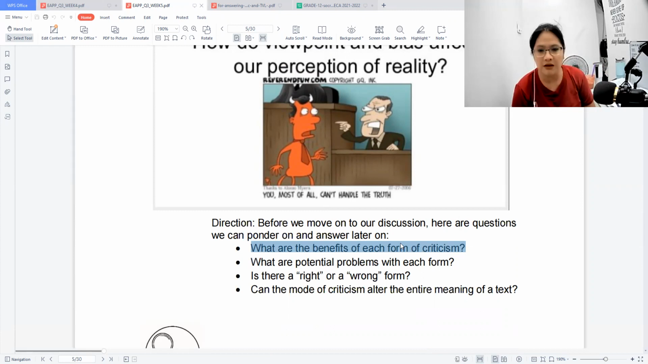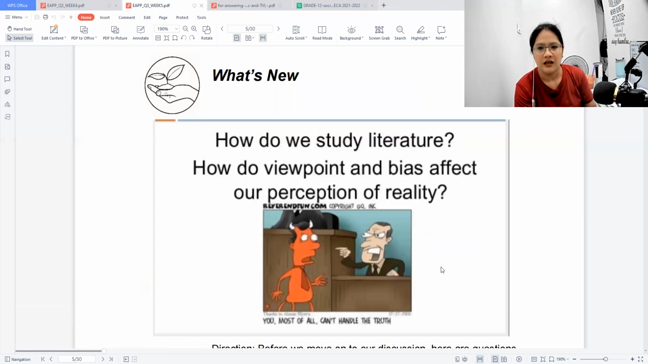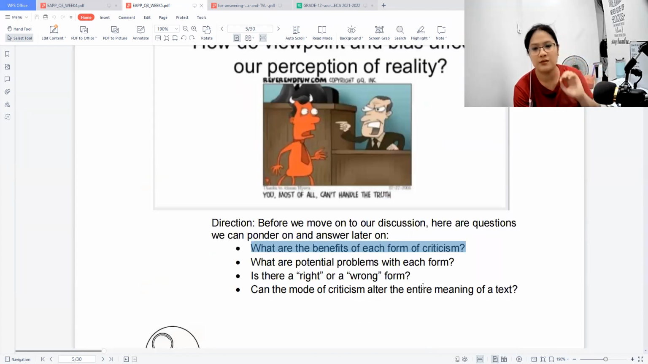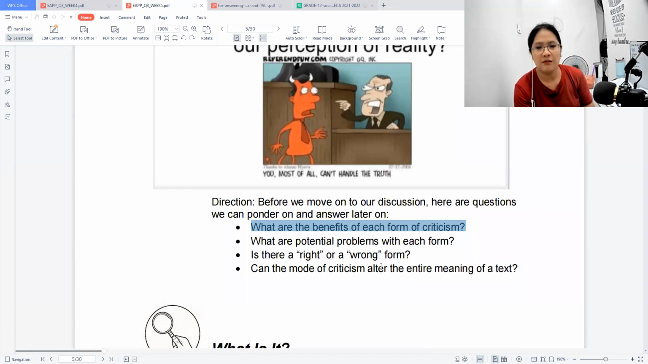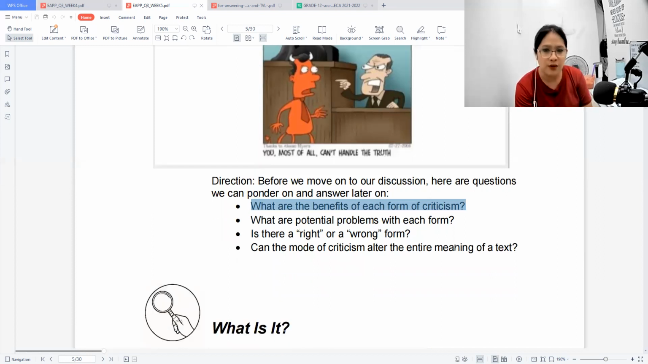But technically, when we're talking about this, criticism could help you identify your strengths and your weaknesses. And it could help you improve as an individual, as a writer, okay, as an author, okay? What are the problems with each form? Okay, di ba yun nga yung nabanggit na we have various forms of criticism. I believe that problems would start with how people see criticism, okay? And then how the writer would also come up with the form of criticism. And then is there a right or wrong form?